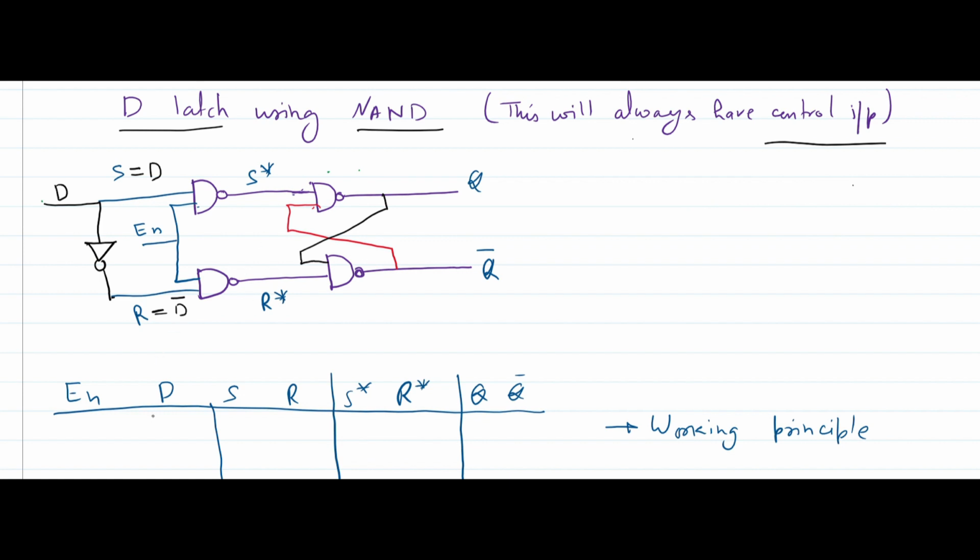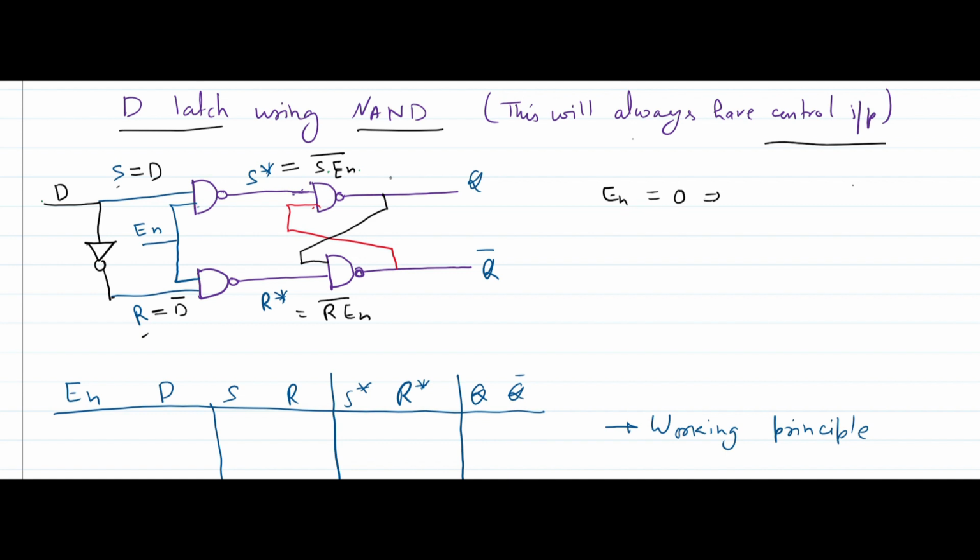For that I have taken this table, and this table will explain the working principle. Now here enable is there and this is NAND gate, and if you see here, this S star is nothing but S into En bar. If you see, this is S, this is R, and this R star is nothing but R into En bar, correct?